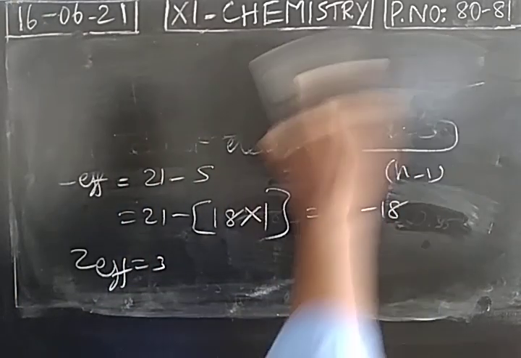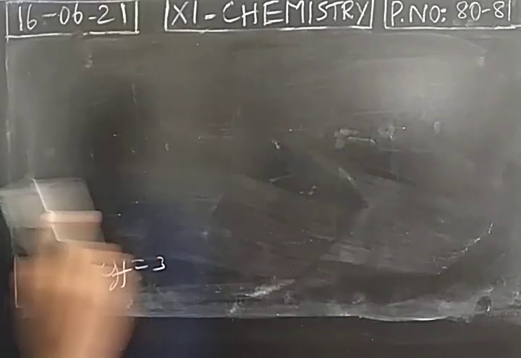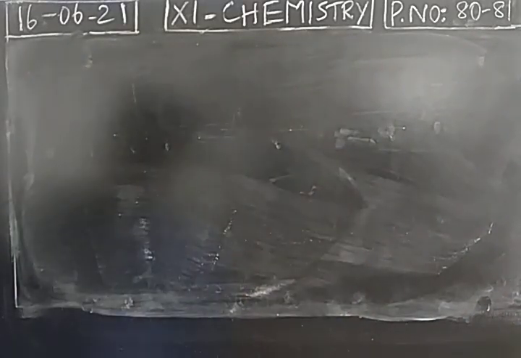So in today's class, we have completed metallic radius, variation of atomic radius in periods and groups, effective nuclear charge, and screening constant calculated by Slater's rule.